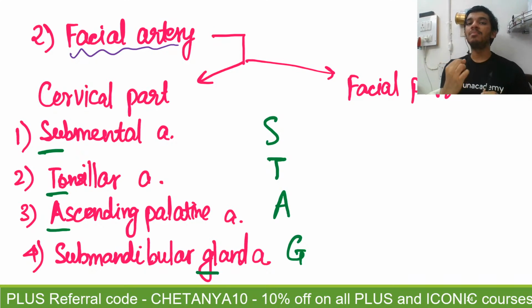Now I hope you can tell me why it is known as the anesthetist. Somebody please tell me in the chat box, do you know why the facial artery is known as the anesthetist's artery? Why not the radial artery? You can feel the pulse here also, right? So why does the facial artery have to be called the artery of the anesthetist? That is an important question, and a lot of people don't know the answer to this.